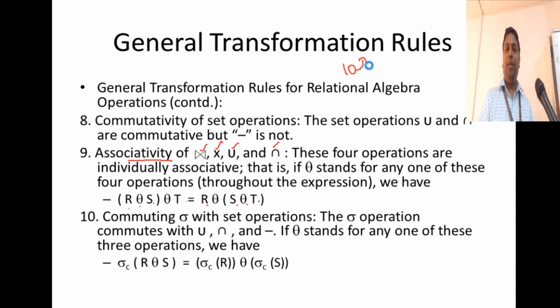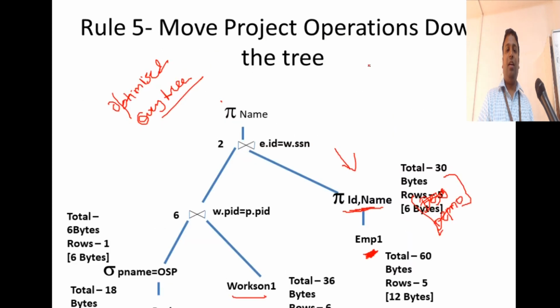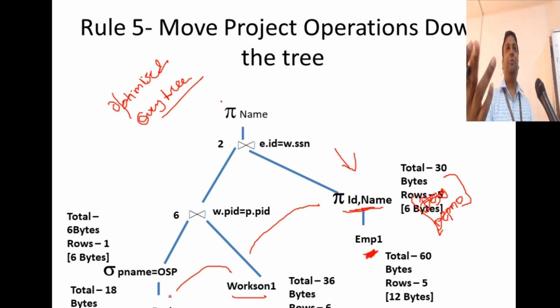We have understood that directly from our slides. How did we understand that? Either you join employee with works on and then join with project, that gives the same result. Or you join project with works on and then with employee, you get the same result. So this kind of a change you can make because of the general transformation rule we have. Okay. So that's about our query optimization.